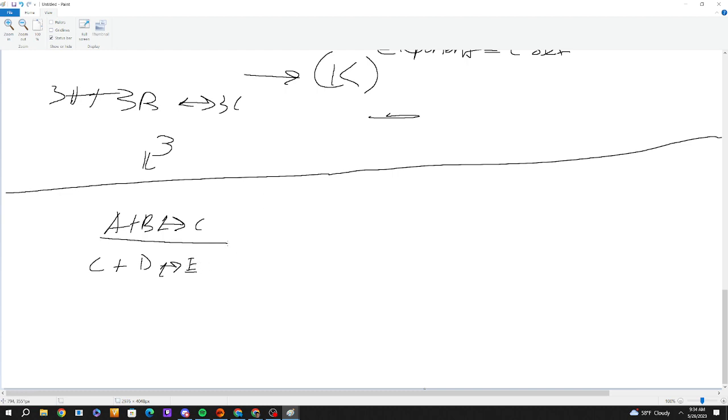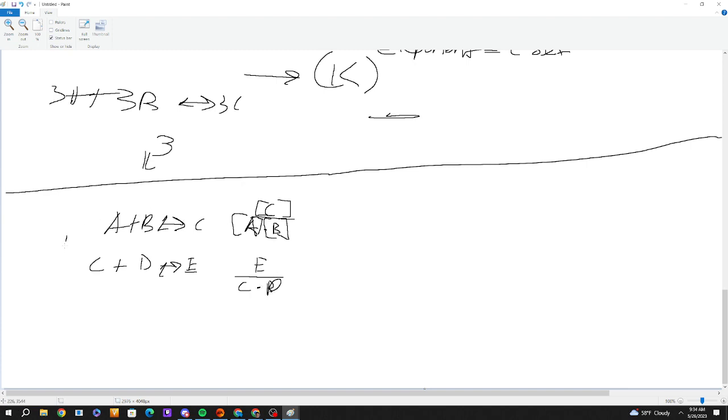So what is the reaction constant for this? Well, it's going to be C over A times B, and I'm not going to really bother writing brackets, but note that this means this, this means this, this means this. And for this one, it's going to be what? It's going to be no longer C on the top, but E on the top, and C times D.